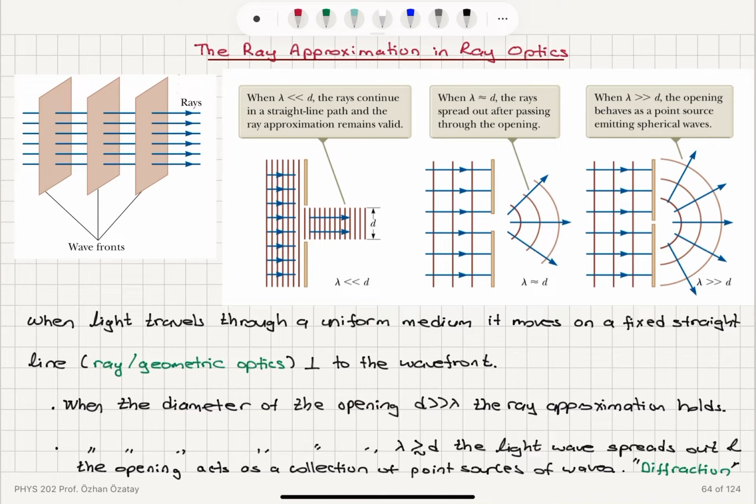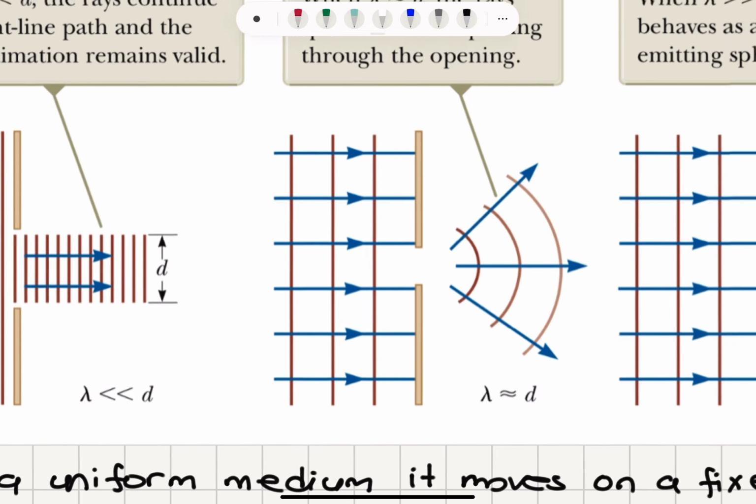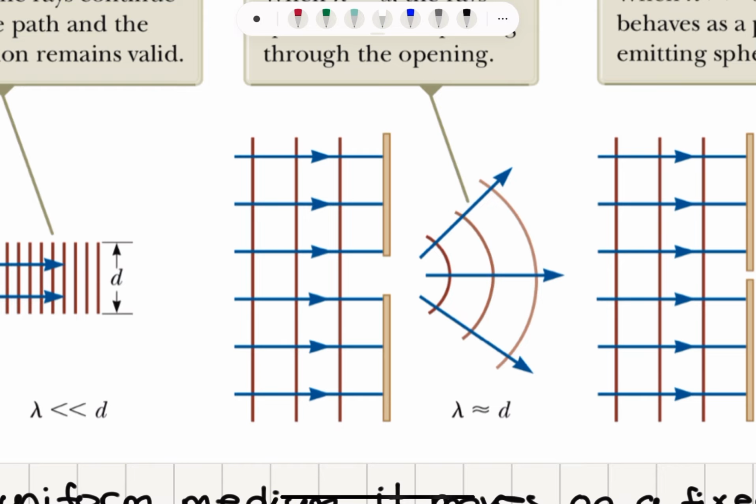When the diameter of the opening, the slit width, is much greater than lambda, the ray approximation holds and we still have the light moving in a straight line. When the diameter of the opening is comparable to the wavelength, the light wave spreads out and the opening acts as a collection of point sources of waves. So basically, this we will see is actually the Huygens principle.